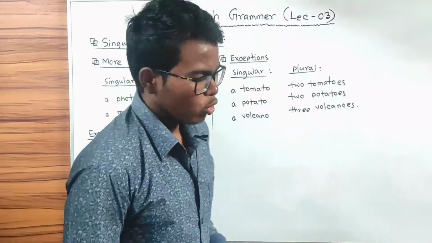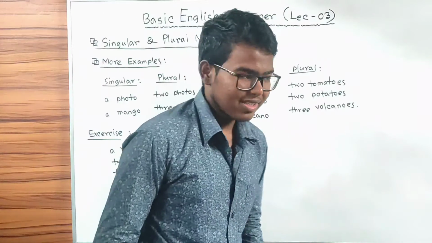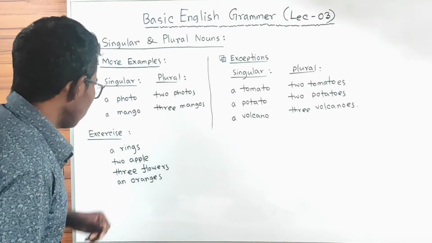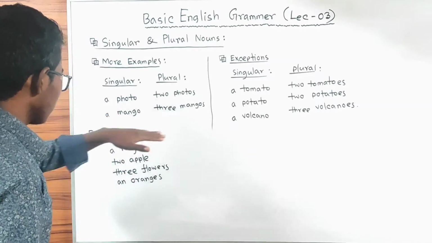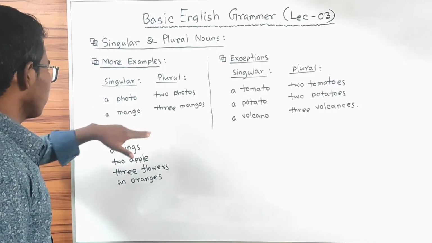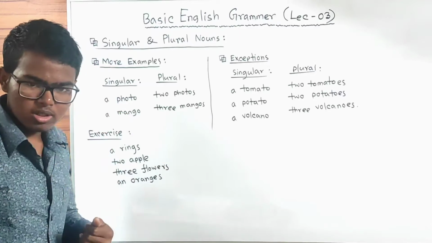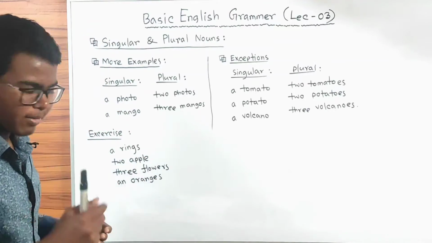Before starting to talk about the exceptions, I think I have to discuss those nouns that end in o. For the nouns that end in o, we just add s to make them plural. Here some examples are given. Here are the singular forms and these are the plural forms. A photo means one photo. A mango means one mango.